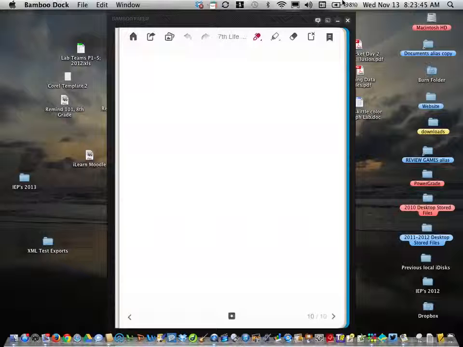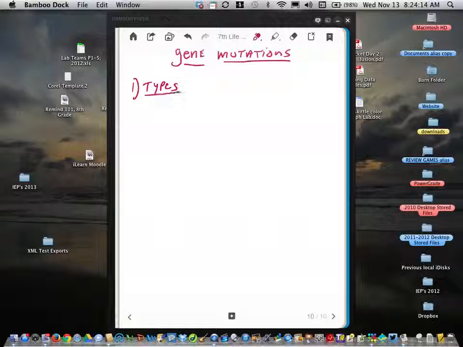We can title these notes genetic mutations, or better yet, gene mutations. Types of gene mutations. The first type that we'll talk about is a type of gene mutation called crossing over.